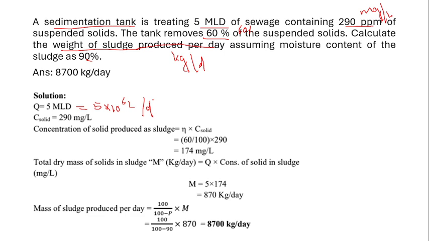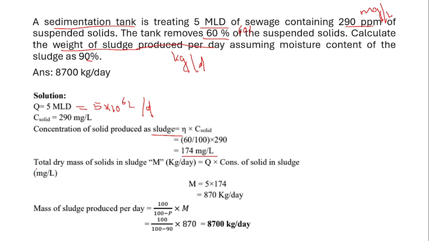Coming to the solution, the flow rate Q is 5 MLD, which is written as 5 into 10 power 6 liters per day, and the concentration of the solid is given as 290 ppm, which is 290 mg per liter. The concentration of the solid produced as sludge is how much is removed, which means 60%. So multiply the efficiency into the concentration, which is 60 by 100 into 290, which is 174 mg per liter. This is the concentration of solid produced as sludge.